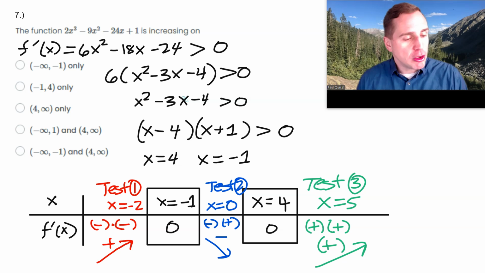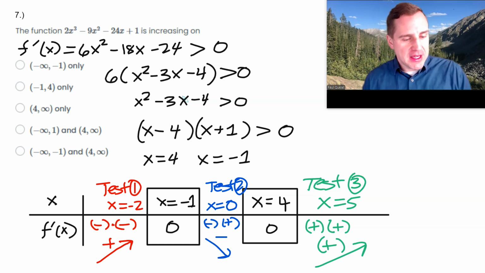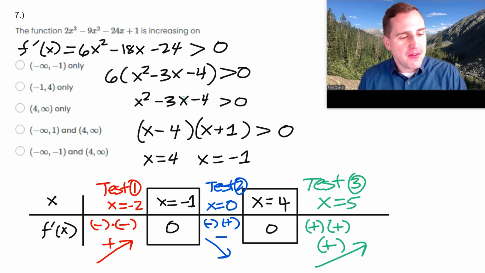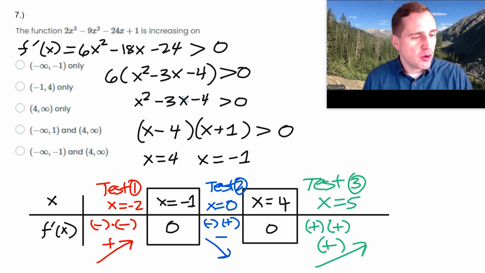Now notice we get what looks to be 2 intervals from these 3 intervals for which it's increasing. It looks like everywhere from negative infinity up to negative 1, not including the negative 1 endpoint, would be increasing. And everywhere from 4 up to infinity would also be increasing. So we're going to select the intervals negative infinity to negative 1 and 4 to infinity.